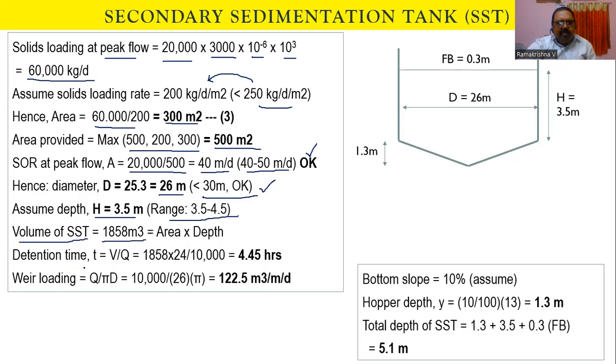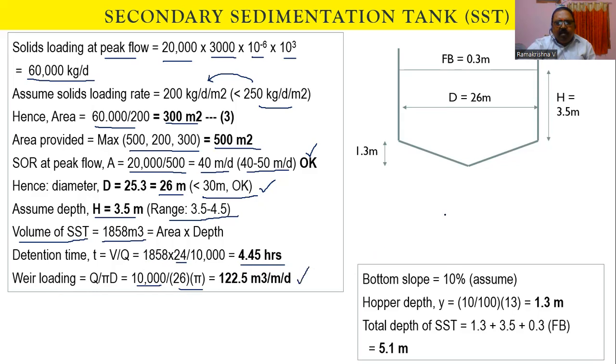And detention time we are calculating as V by Q. So volume divided by Q, multiplied by 24 hours. This is converting days into hours. It comes out to be 4.45 hours. And weir loading is Q by pi d. Q is 10,000 average flow divided by 26, the diameter. Pi is a constant. Pi d is the circumference. So it comes out to be 122.5 meter cube per meter per day.